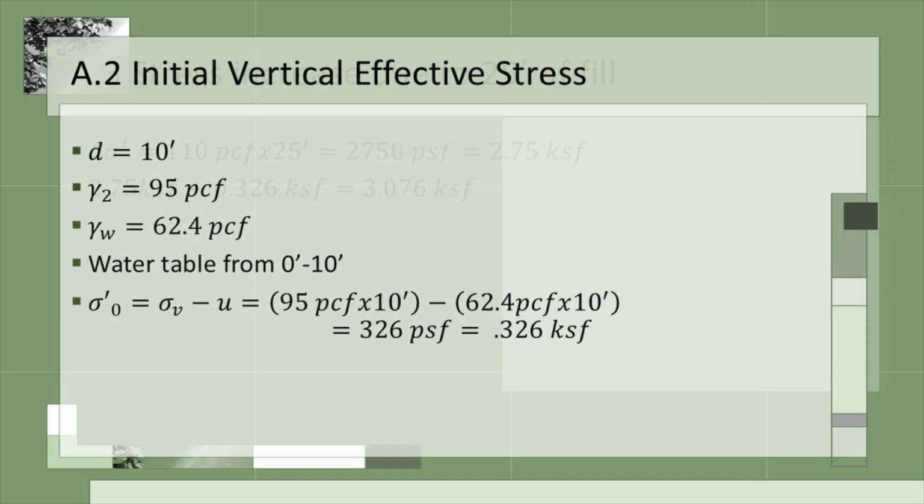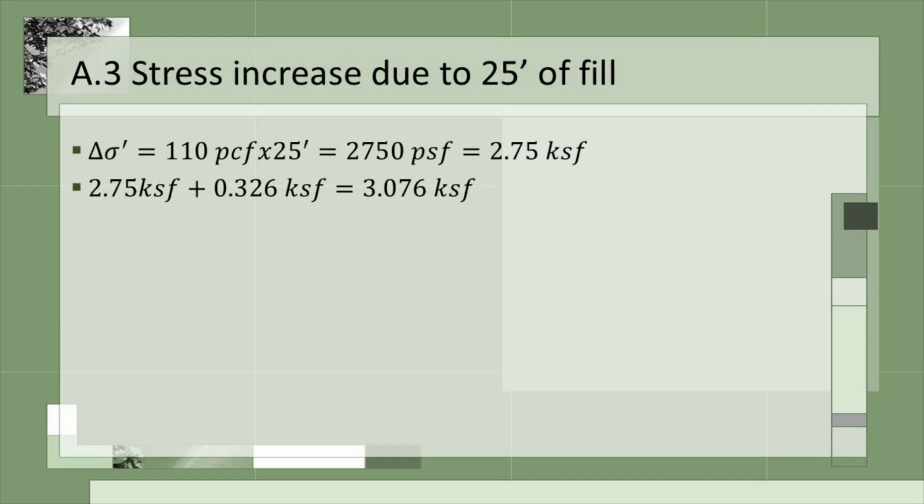Based on this calculation, the initial vertical effective stress in layer 2 was determined to be 0.326 kips per square foot. Now that we have determined the initial effective stress in layer 2, the next step is to determine the additional stress in this layer caused by placing 25 feet of structural fill on top of it. Since the structural fill is located above the groundwater table, the full unit weight of the fill contributes to the increase in vertical effective stress.